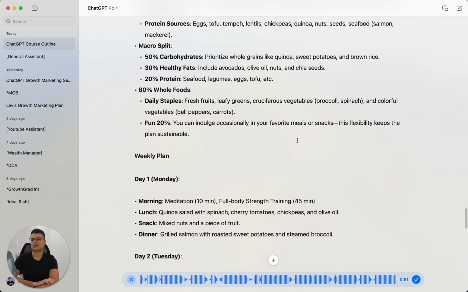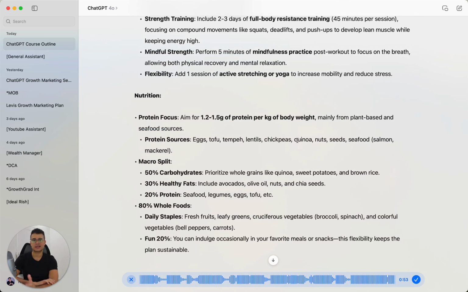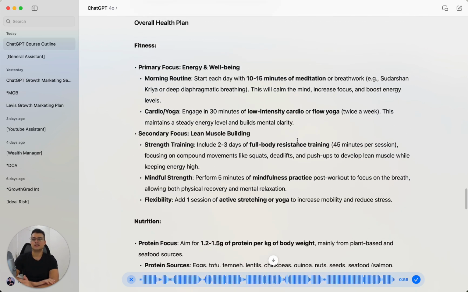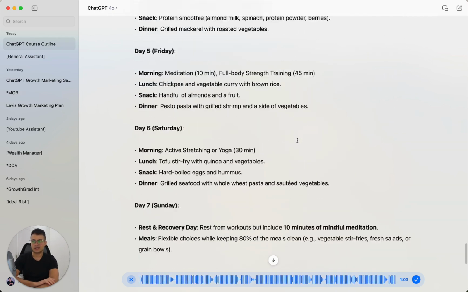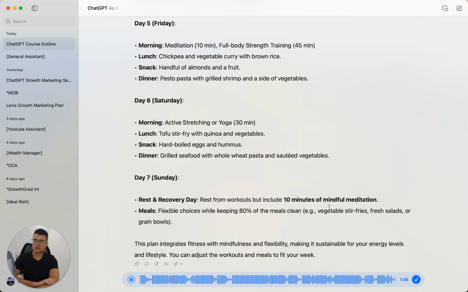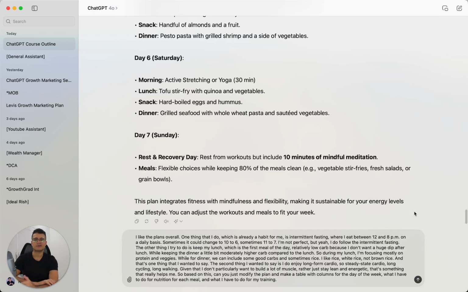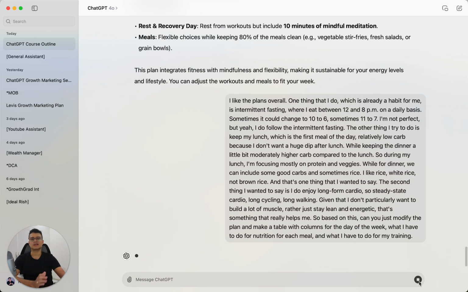The second thing I wanted to say is I do enjoy long-form cardio, so steady state cardio, long cycling, long walking, given that I don't particularly want to build a lot of muscle, rather just stay lean and energetic. That's something that really helps me. So based on this, can you just modify the plan and make a table with columns for the day of the week, what I have to do for nutrition, for each meal, and what I have to do for my training. So now what I'm doing is I'm bringing it down. I'm modifying the output by giving further input, and I'm trying to summarize it in a table format.